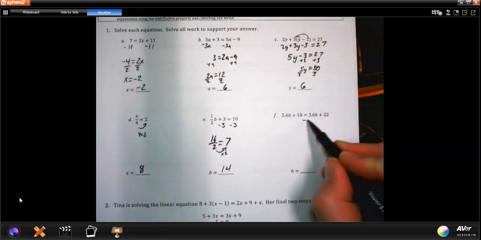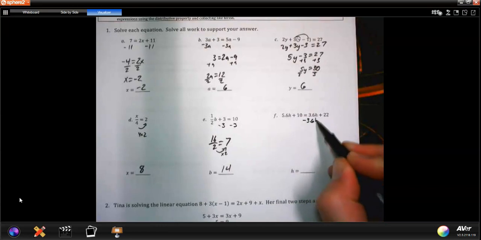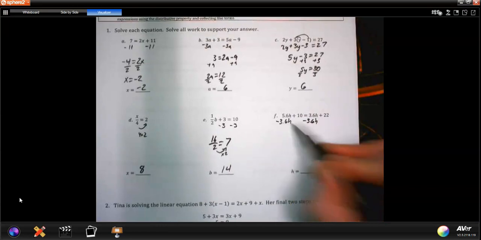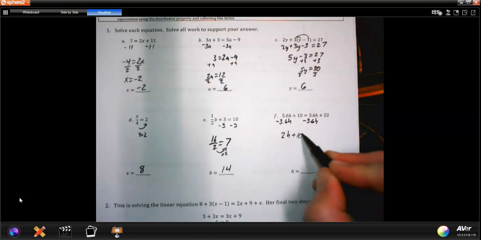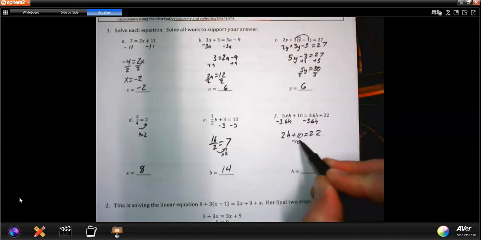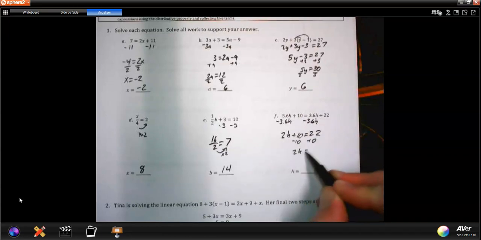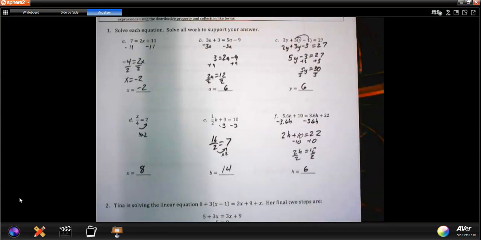All right, I'm going to start with this. I'm going to go 3.6h minus 3.6h. 5.6 minus 3 is 2h plus 10 equals 22. Subtract 10, I'm going to get 2h equals 12. 12 divided by 2, h equals 6.